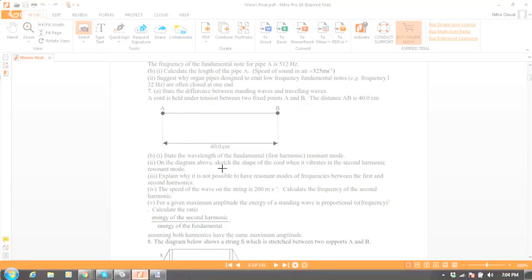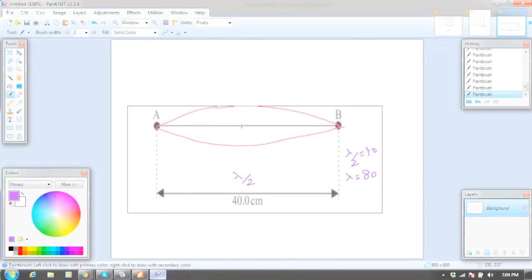On the diagram above, sketch the shape of the cord when it vibrates in the second harmonic. The first harmonic is the fundamental frequency. And when it comes to the second harmonic, there will be one more node at the center. And it will appear, use a different color. Okay, it will be like this.